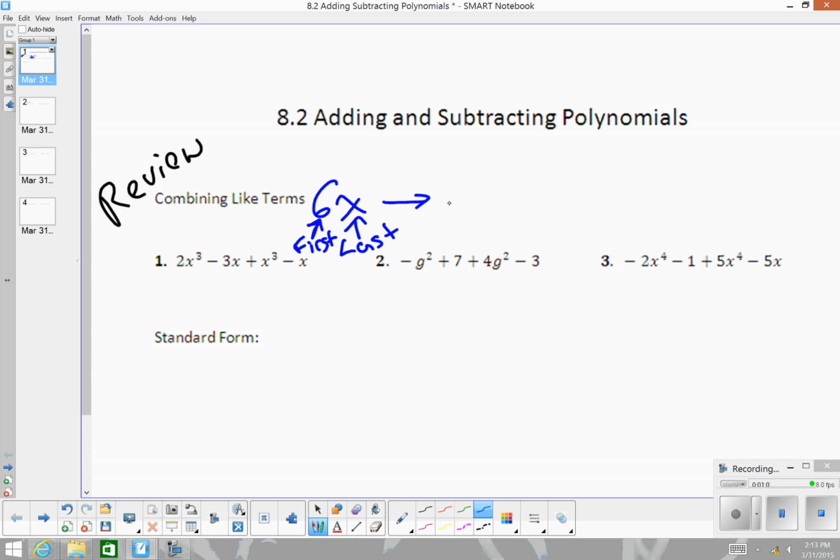So anything that ends in X, negative 4X, negative 3X, we could go 144X, right? Anything that ends in X. Okay, those are like terms. So now, when we combine like terms, the last name doesn't change, the first name does. So all you're going to do is add or subtract the coefficients, the big numbers in front.